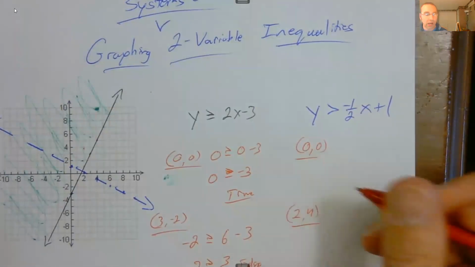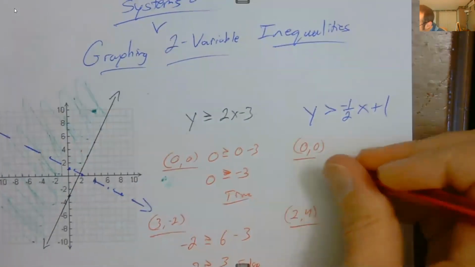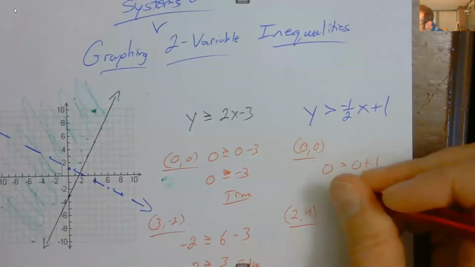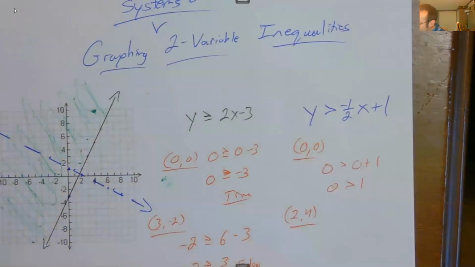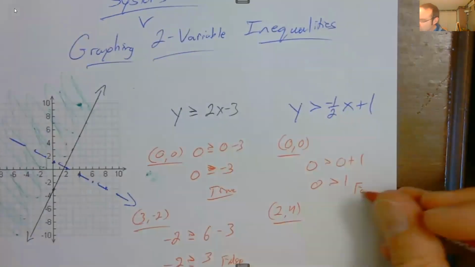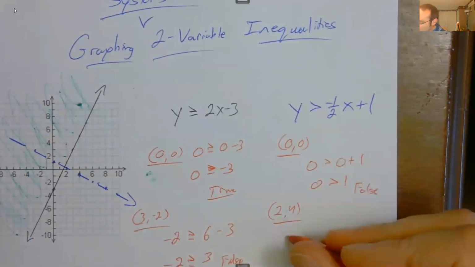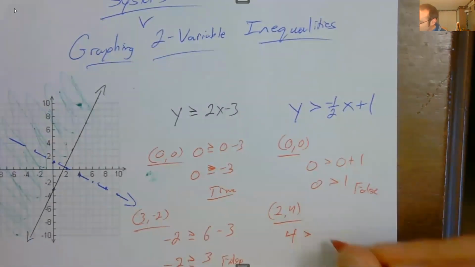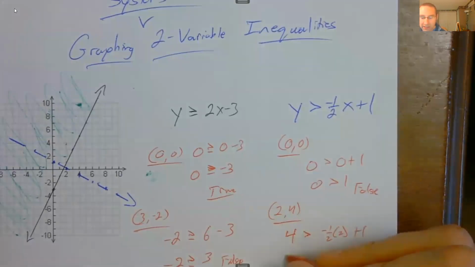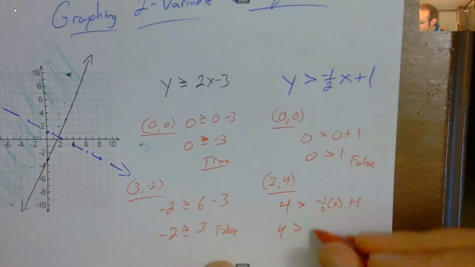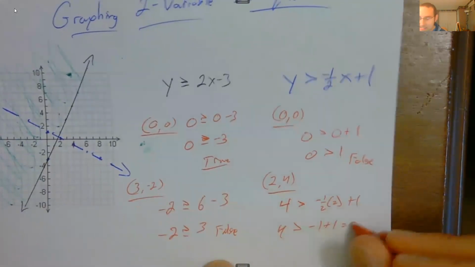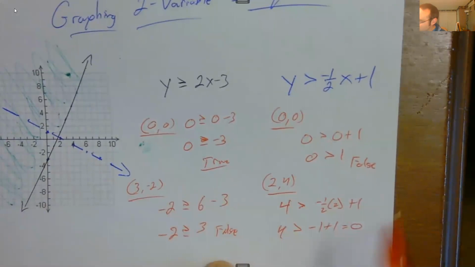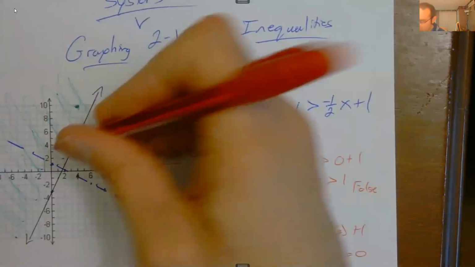I'm going to try that point as well. All right, so 0, 0, when I plug that in, I get 0 is greater than 0 plus 1. Is 0 greater than 1? No, that's false. Not true. I'm going to plug in 2, 4. So 4 is greater than negative 1/2 times 2 plus 1. 4 is greater than, let's see, negative 1/2 times 2 is a negative 1, plus 1. That's 0. Is 4 greater than 0? Yep, that's true.